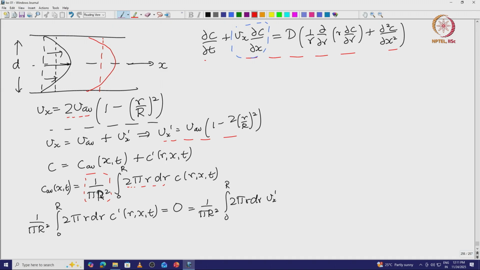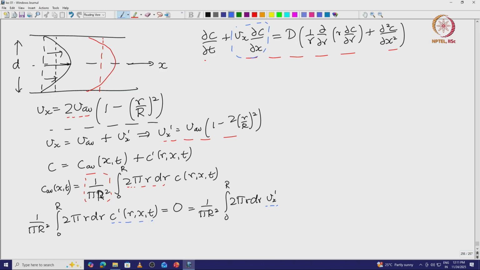The implication of this is that the cross section average of these fluctuating velocities is 0. If the cross section average of the concentration is the average concentration, and if I subtract out that average concentration from the total concentration, I get C prime. Therefore, the cross section average of C prime has to be 0.